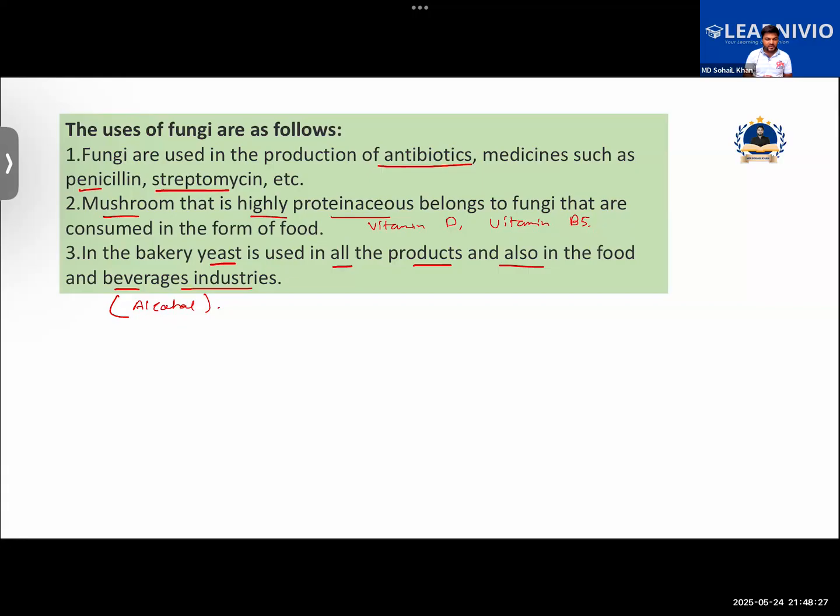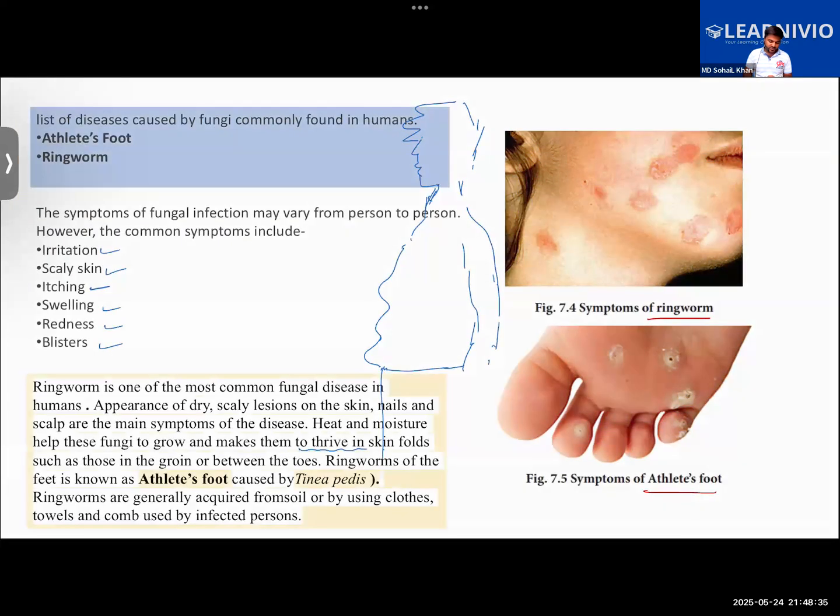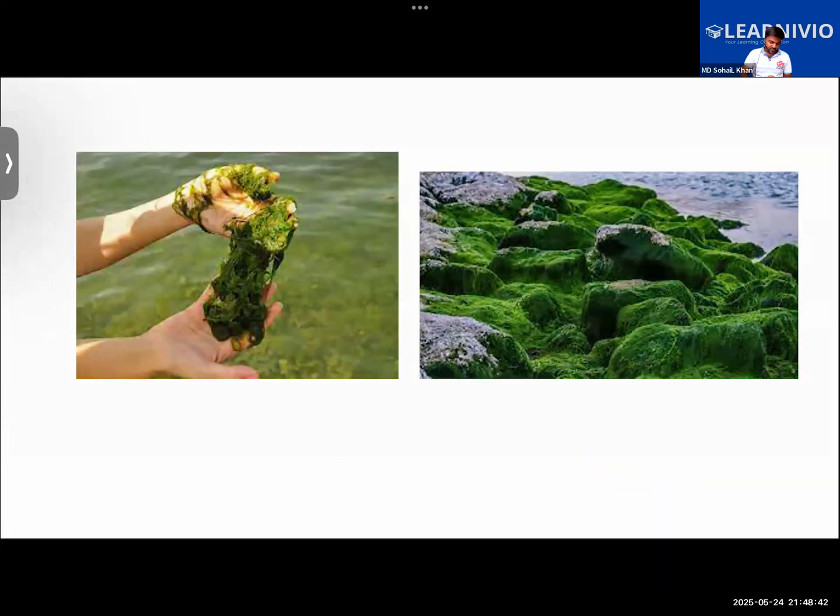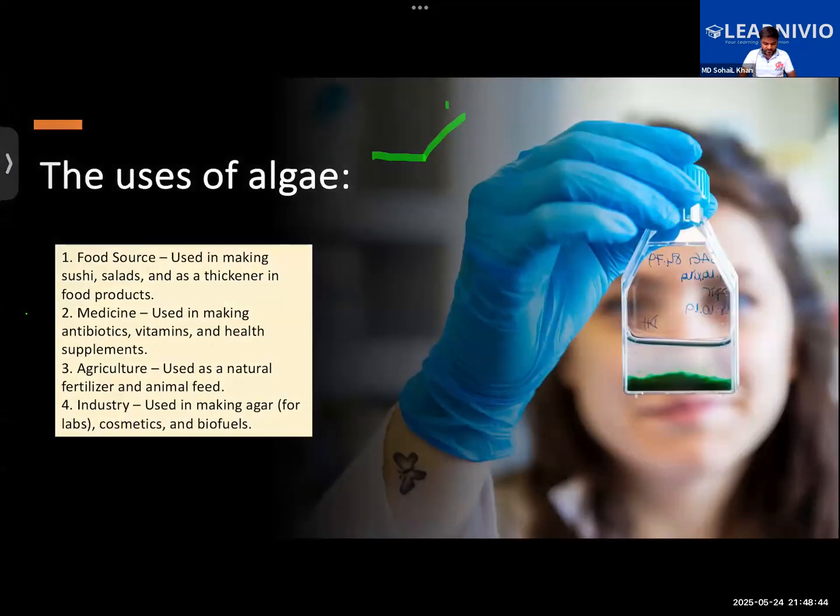And then in the baking industry and in the alcohol industry, yeast is used. About fermentation, we're going to discuss that in detail later on. I think we had learned a little bit about algae also, right? I was going to discuss the use of the algae.